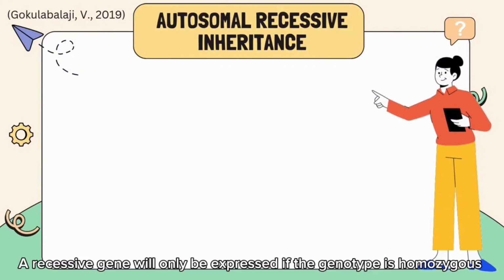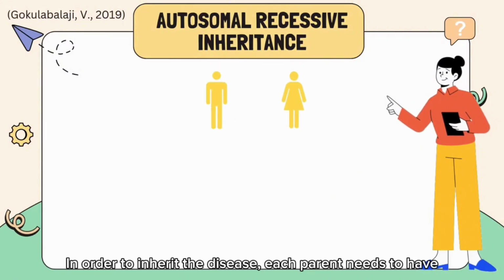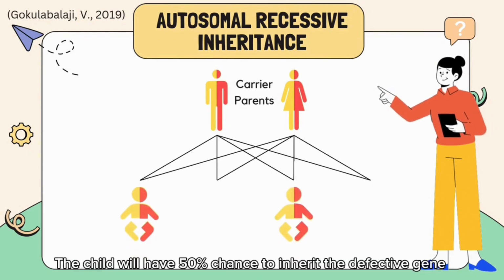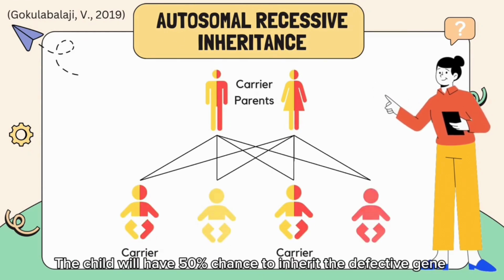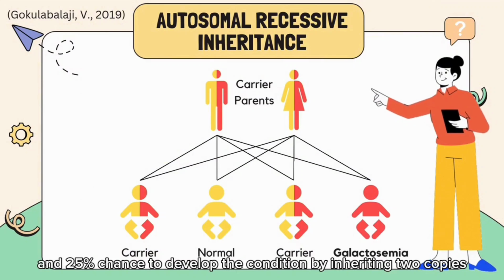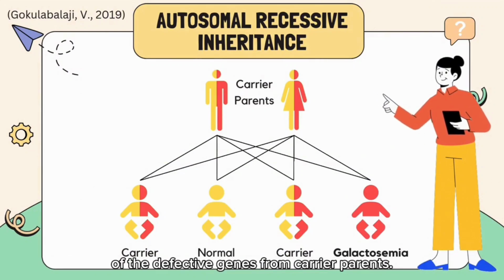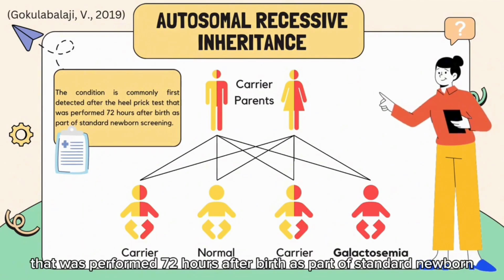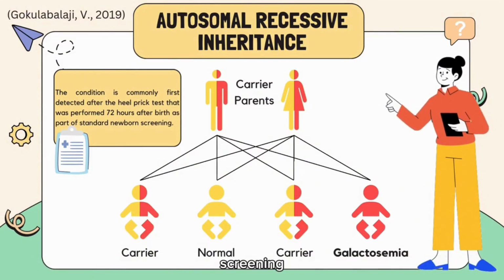A recessive gene will only be expressed if the genotype is homozygous. In order to inherit the disease, each parent needs to have at least 1 defective gene. The child will have 50% chance to inherit the defective gene and 25% chance to develop the condition by inheriting 2 copies of the defective gene from each carrier parent. To add, the condition is commonly first detected after the heel prick test that was performed 72 hours after birth as part of standard newborn screening.